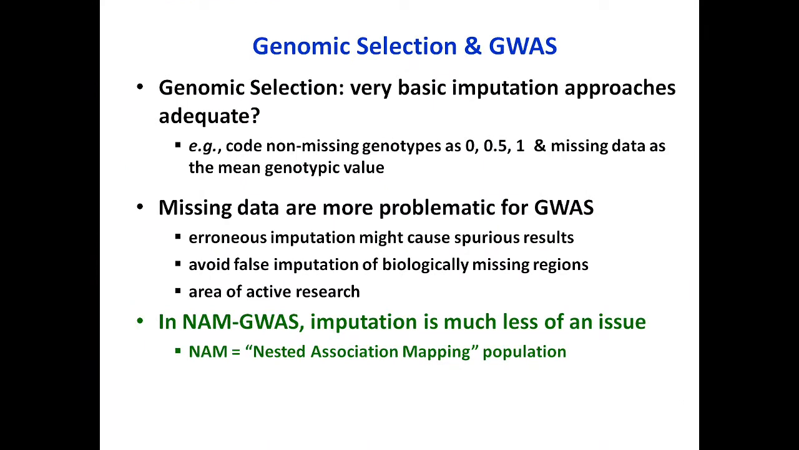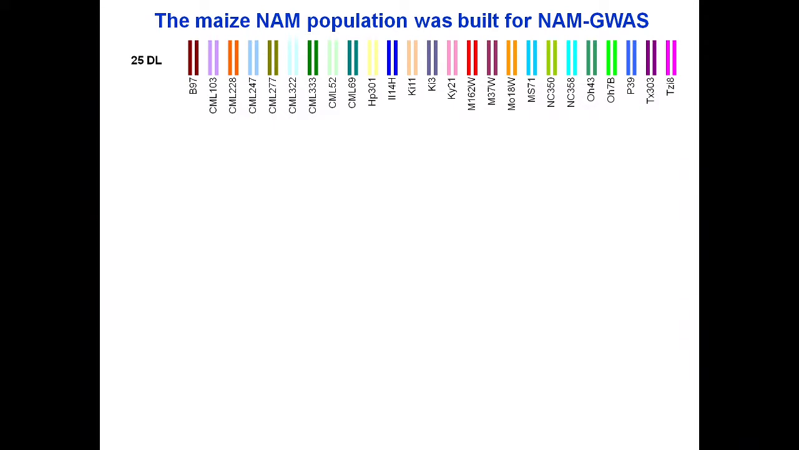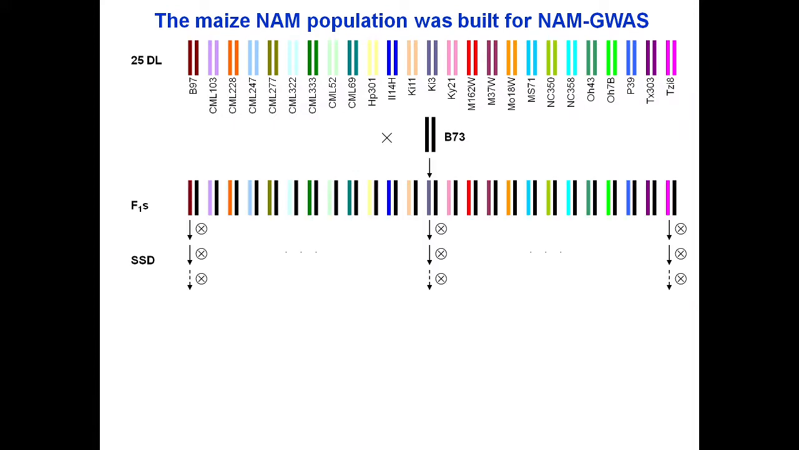Okay, I've already said a bit about NAM. In NAM, GWAS imputation is less of an issue. So what is NAM? NAM is the nested association mapping population. It's a collection of 25 diverse lines. That's what DL stands for: diverse inbred lines. They're picked with SSRs to get as much diversity as you can, but also include some of the most important maize lines. And they're crossed to B73, which is that reference genome.